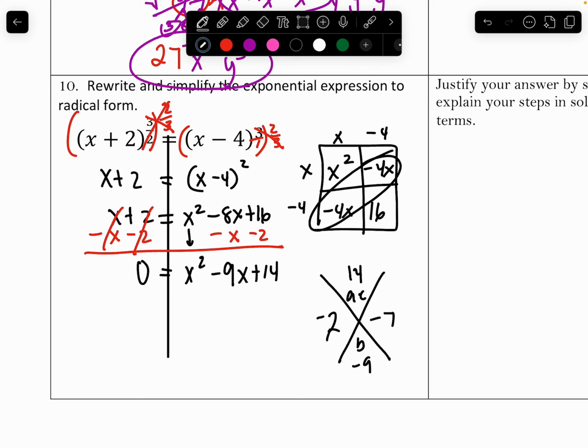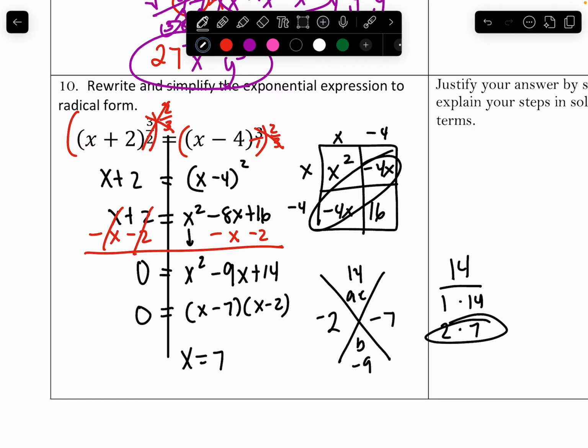If you don't know how to get these, just go ahead and do 14. 14 divided by 1 is 14. 14 divided by 2 is 7. And it's pretty much just these two. If 3 doesn't work, then it doesn't count. If 4 doesn't work, obviously. Keep going until you get back up to 7. Okay, you guys do have your calculators. Which one of these would add up to 9? Obviously 2 and 7. And since it's a negative 9, both of them will be negative. So that's x minus 7, x minus 2 equals 0. Therefore, x equals 7 or x equals 2.